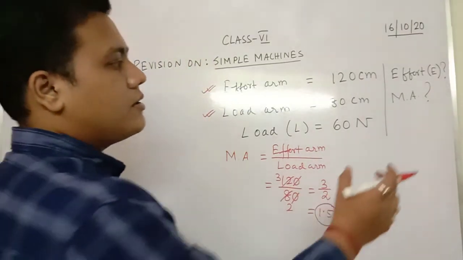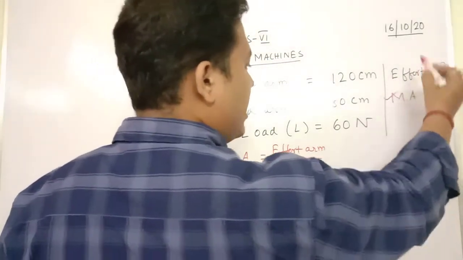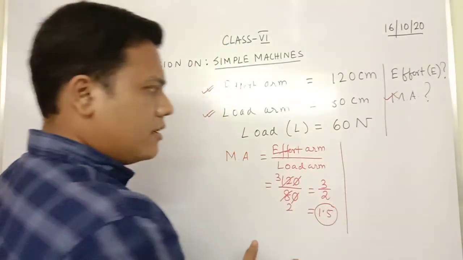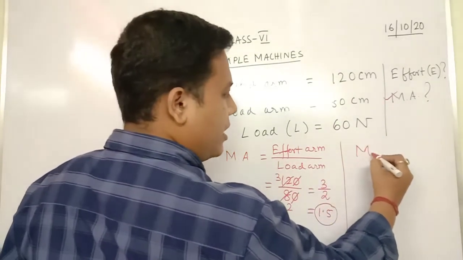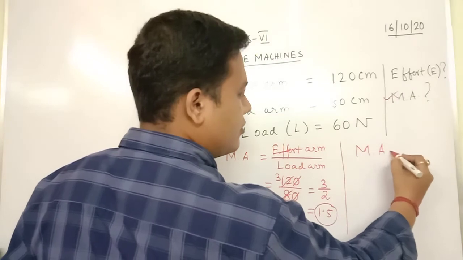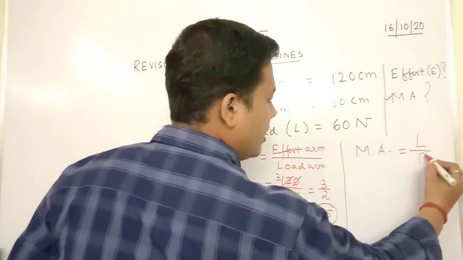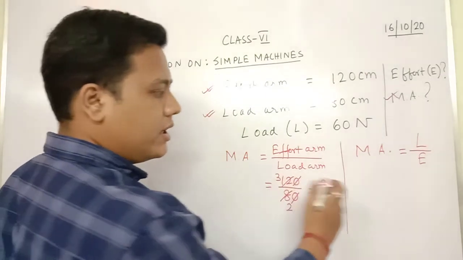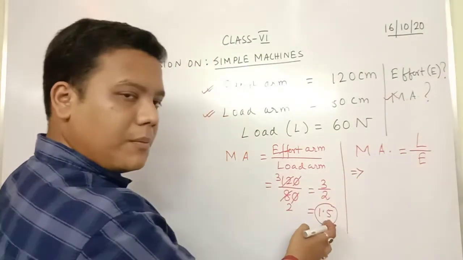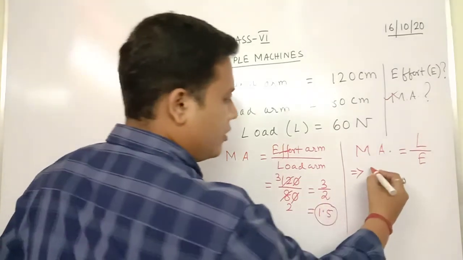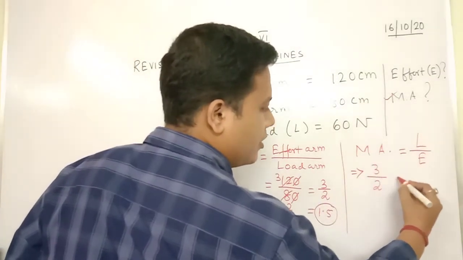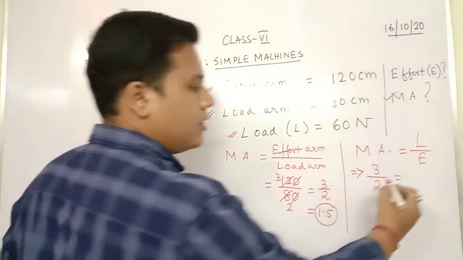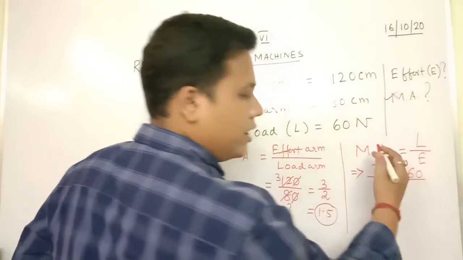And also it is asked to find out the effort. Mechanical advantage we have found out. How will you calculate the effort? Again, we know the formula, right? Mechanical advantage equals load by effort. Just now we have calculated the value of mechanical advantage, which is how much? Either you write 1.5 or you can write 3 by 2. Both are equal, so I am writing 3 by 2. Load is given to you, it is 60 Newton. So I am not writing any unit while solving it.